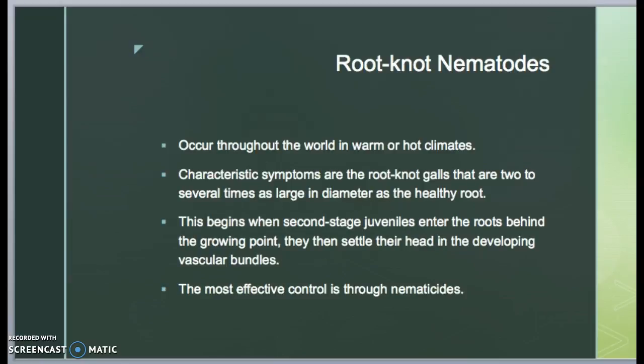Root knot nematode. They occur throughout the world in warm and hot climates. Characteristic symptoms of the root knot nematode are galls that are 2 to several times as large in diameter as the healthy root. This begins when second stage juveniles enter the roots behind the growing plants. They then settle their head in the developing vascular bundles. The most effective control is through nematicides.